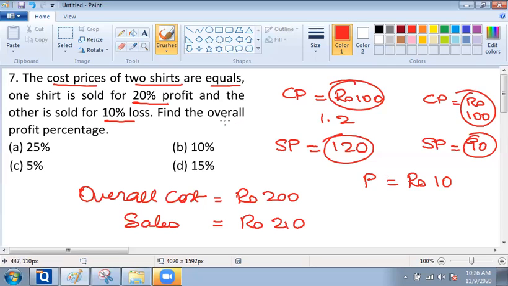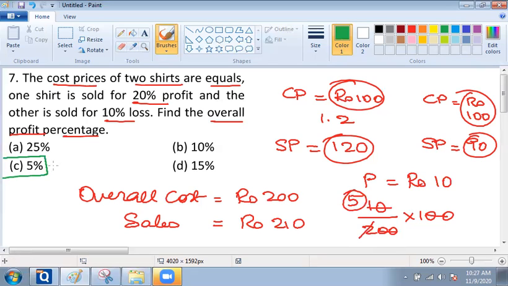You are asked to find the overall profit percentage. How to calculate that? That corresponds to profit upon cost price, into 100. The overall cost, we know, is 200, so it is 10 upon 200 into 100. We can see that the two zeros can be cancelled like this. 2 goes in 10 5 times. So the overall profit percentage is 5. So option C, 5%, will be the final answer for this question.